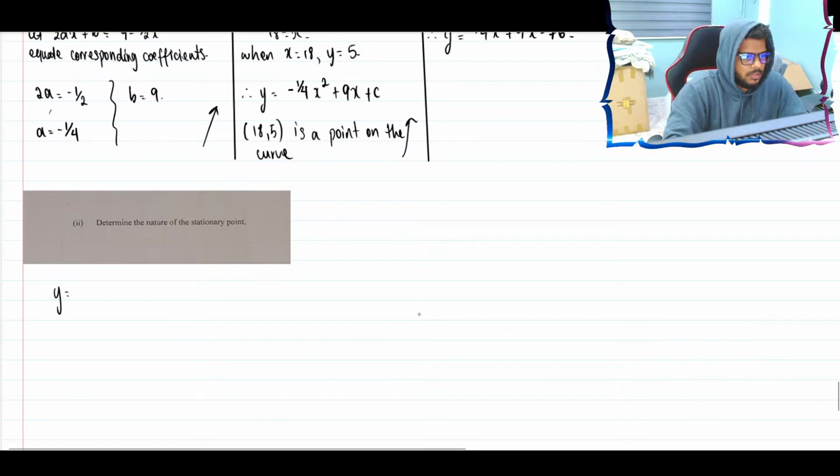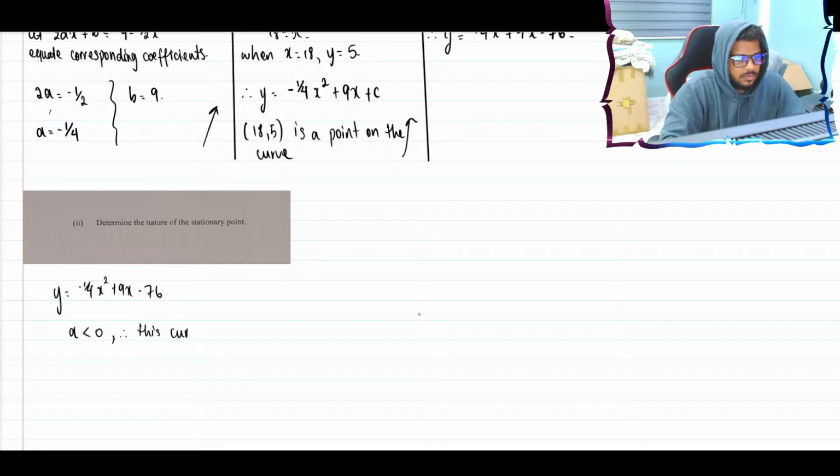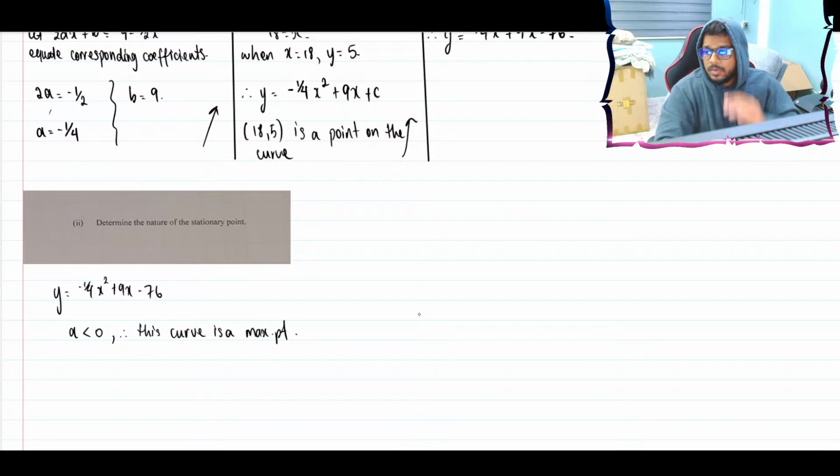So y is equal to minus a quarter x squared plus 9x minus 76. We can simply say that our a is less than 0. Therefore, this curve has a maximum point, and you will get your 2 marks for it.